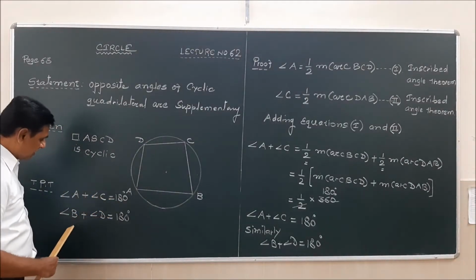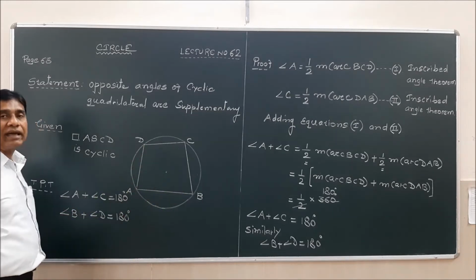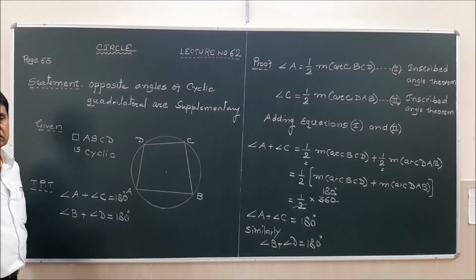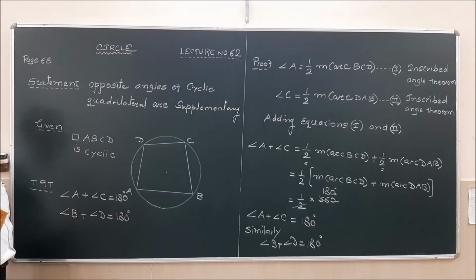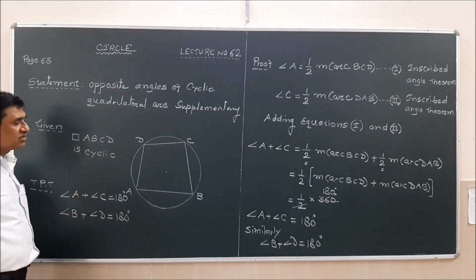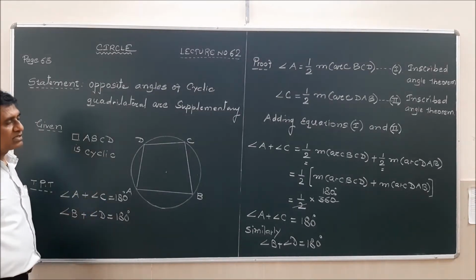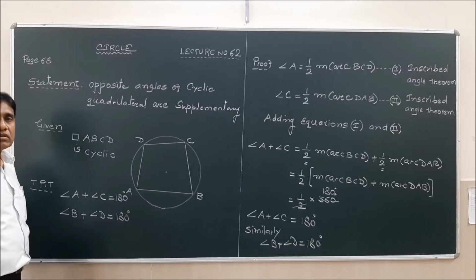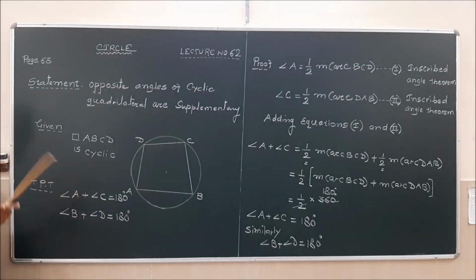For the second result, second is also a pair of opposite angles. There is no need to write this entire proof again. You simply have to mention similarly angle B plus angle D is equal to 180. So that's all, dear students, for this very important theorem, which is called opposite angles of cyclic quadrilateral are supplementary.